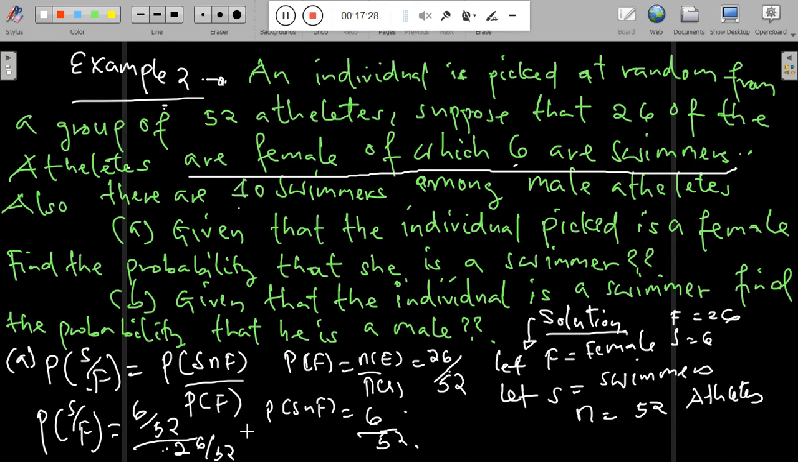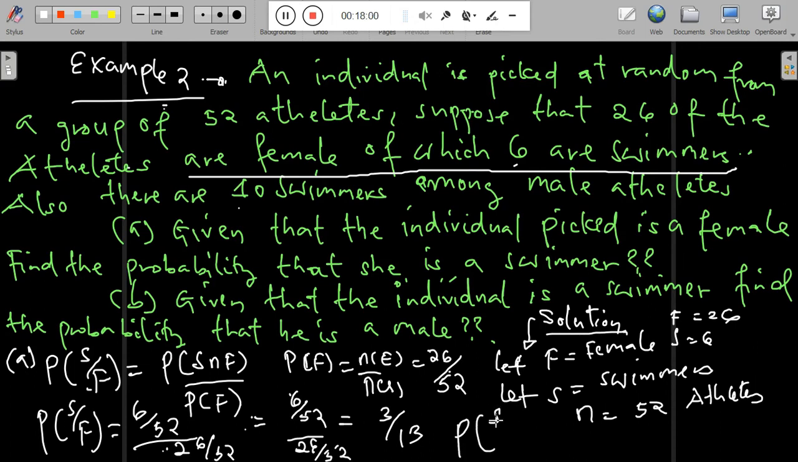So we plug in, dividing by the probability of female, that is 26 over 52. When we plug into our formula, we obtain that the probability of swimmer given female is equal to 6 over 52 divided by 26 over 52, and the answer is 3 over 13. So the probability of swimmer given female is 3 over 13. That is the part A answer.